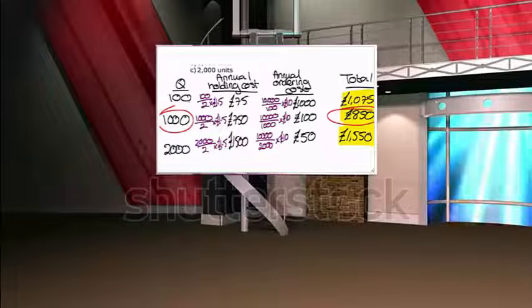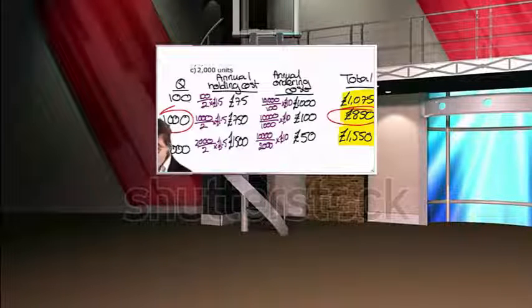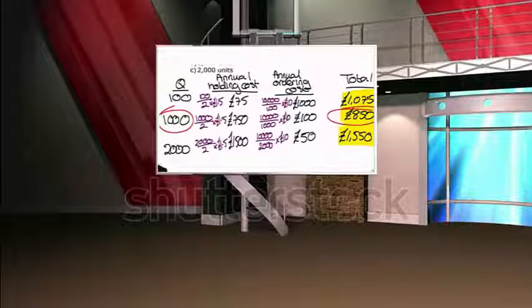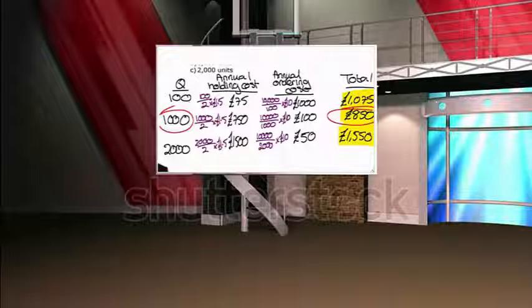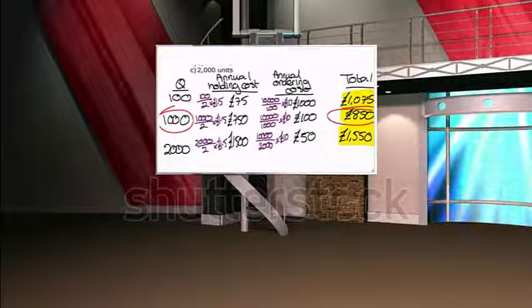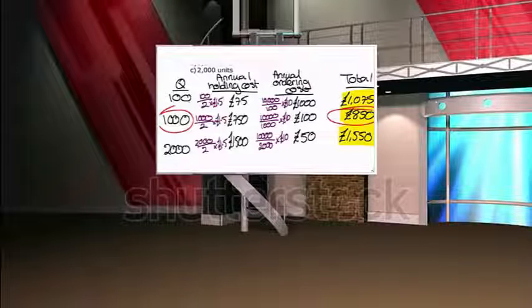However, there is a way for us to calculate this order quantity that's going to minimize the sum of these two costs. That order quantity is known as the economic order quantity.